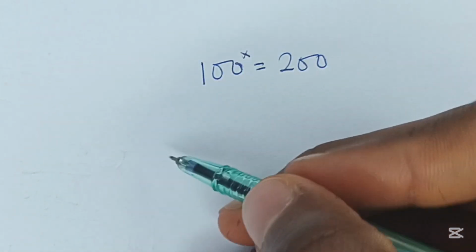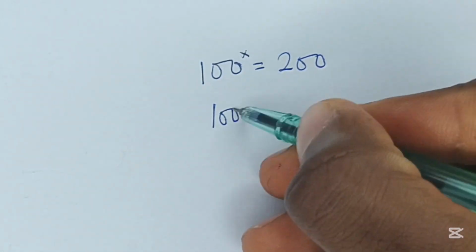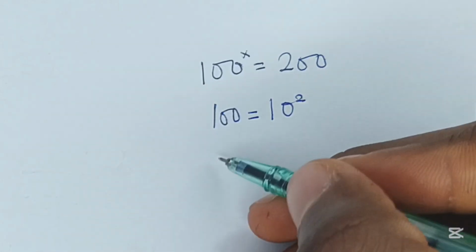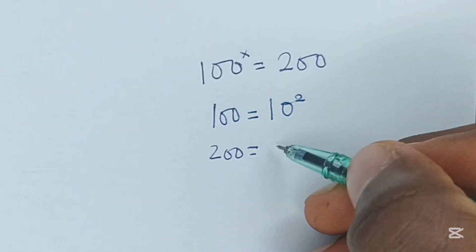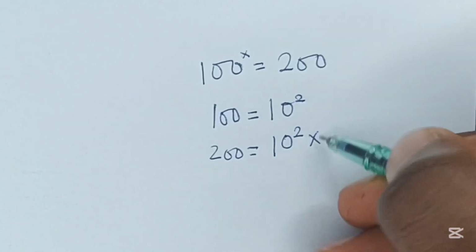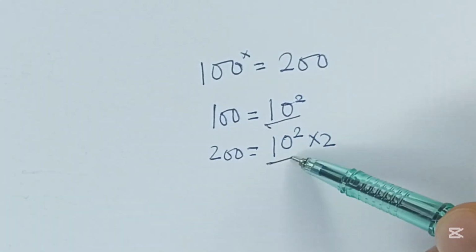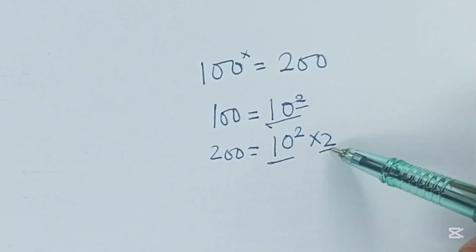Now the first thing to do here is that we can state that 100 is equal to 10 to the power of 2, and 200 is equal to 10 to the power of 2 times 2. Can you see a similarity? So you can see that this is 10 to the power of 2 and 10 to the power of 2, and you're seeing 2 here and you're seeing 2 here.